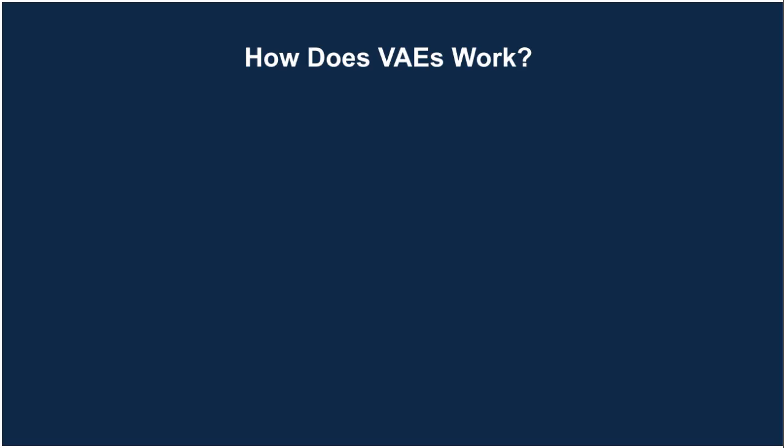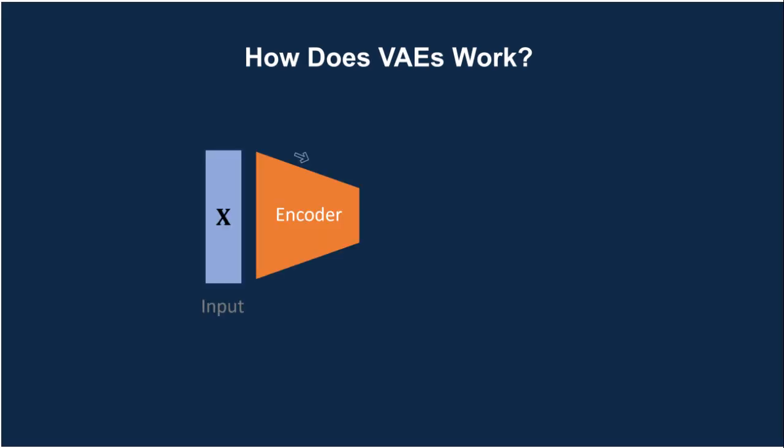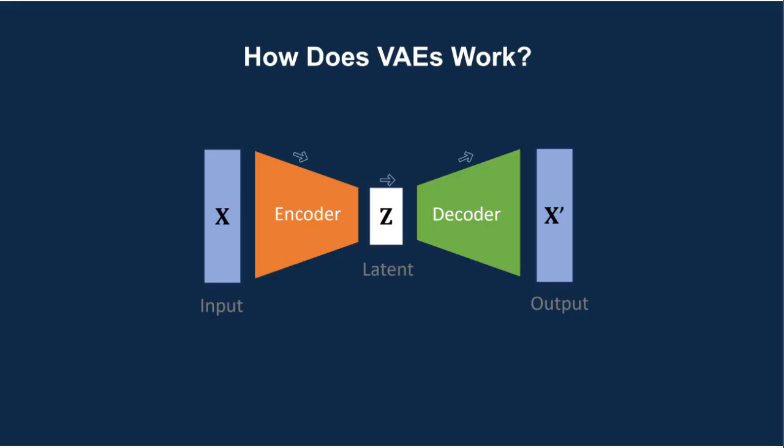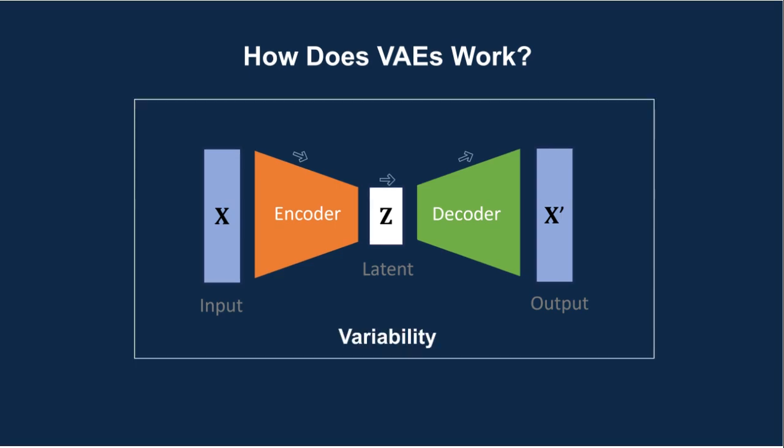VAEs work by combining two main parts: an encoder, which compresses the input data into a latent space, a kind of hidden, simplified version of the data; and a decoder, which takes that simplified data and reconstructs the original input, or creates something new from it. What's special about VAEs is that they introduce variability. They don't just memorize, they learn to be creative.